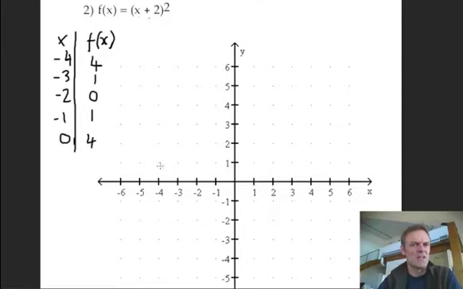Right, let's plot it. Negative 4, positive 4. Negative 4 over here. Positive 4 is right there. Negative 3, positive 1 is right there. Negative 2, 0 is right there. Negative 1, 1 is right there. I'm going to get that nice U shape again, and 0 will give me 4. Okay. Again, I'm going to draw it as best I can.